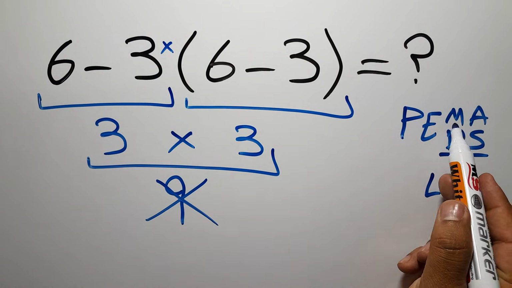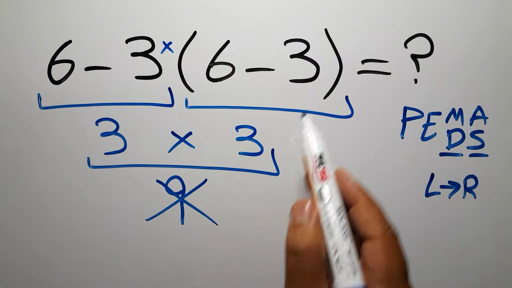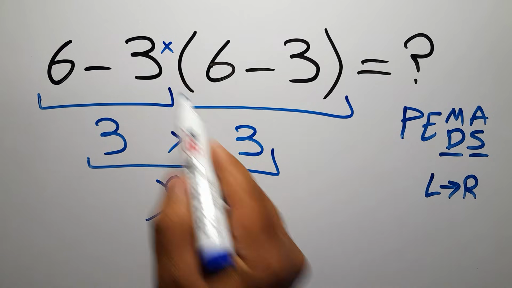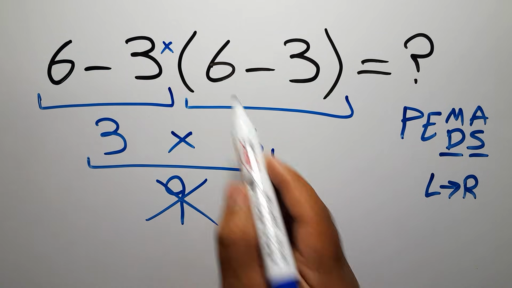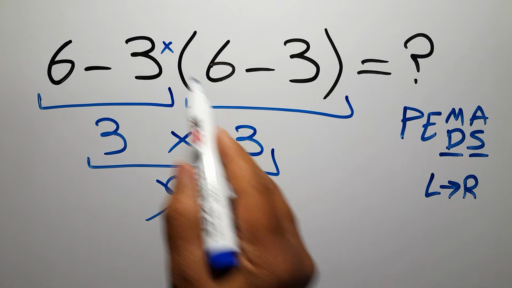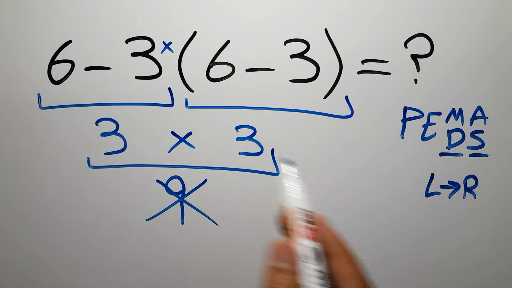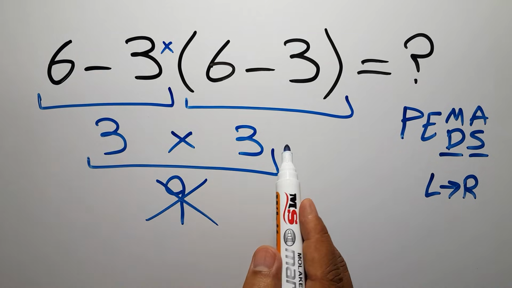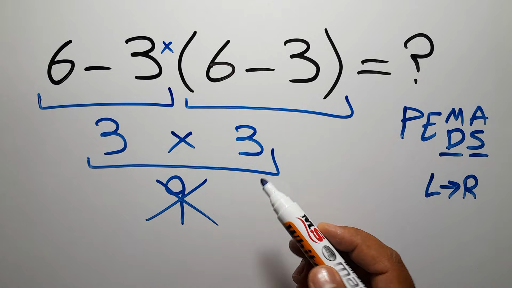In PEMDAS, multiplication comes before subtraction. So after this parentheses, we have to do this multiplication, not this subtraction. Okay, so first this parentheses, then this multiplication, and finally this subtraction. If you do this subtraction before this multiplication or this parentheses, it is wrong.